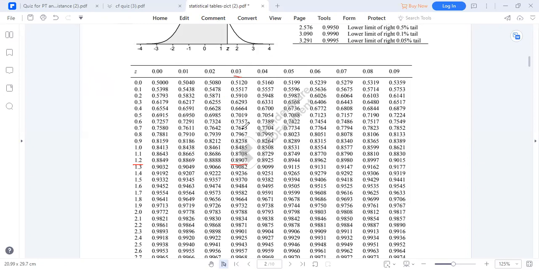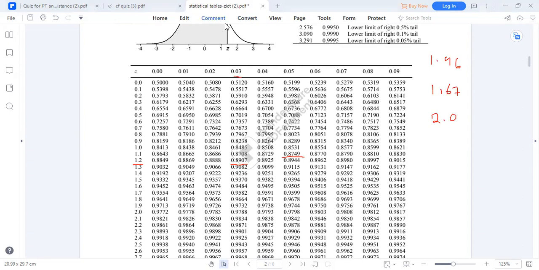Sometimes you may not have the closest possible or the immediate value. For instance, if we are looking for the Z for 0.8750, and this is 0.8749, you can still qualify it. So when you read, this is 1.15. That is the reading. With that said, I want you to help me find the reading for 1.96, 1.67, and 2.0.